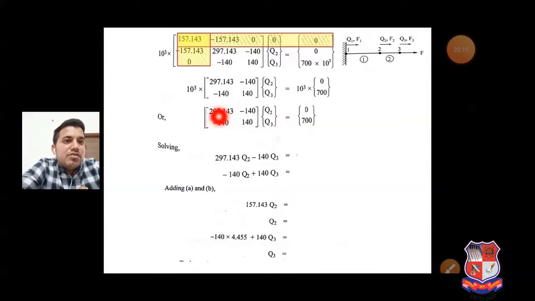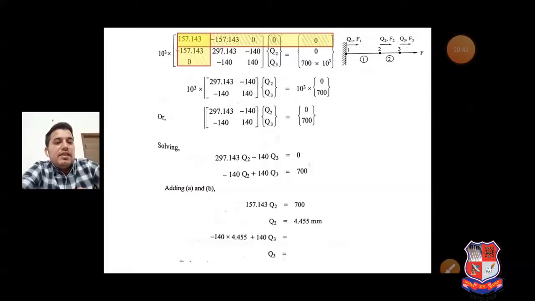As per this conclusion, first row, first column, first component, we can write that 297.143 Q2 minus 140 Q3 is equal to 0. And the second formulation, minus 140 Q2 plus 140 Q3 is equal to 700. By using this formulation, we conclude that Q2 is equal to 4.455 mm. So this is the displacement answer.